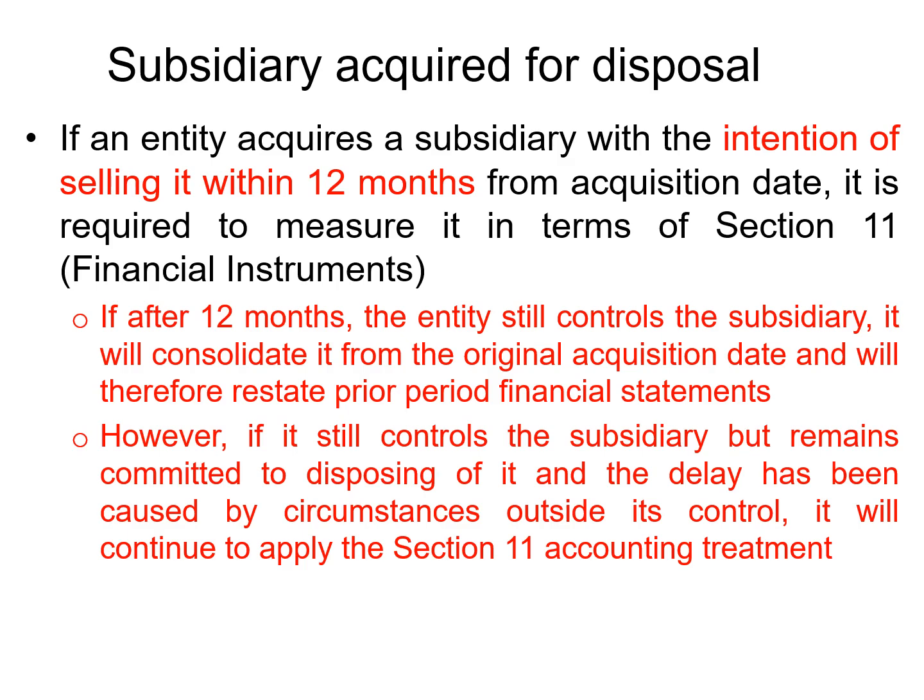If it still controls the subsidiary company, but it remains committed to disposing of it, and the only reason why it has not yet disposed of it is because of circumstances that are beyond its control, then the entity continues to apply section 11. So you continue to recognize and measure that investment in that subsidiary company in terms of section 11. That's effectively at fair value.